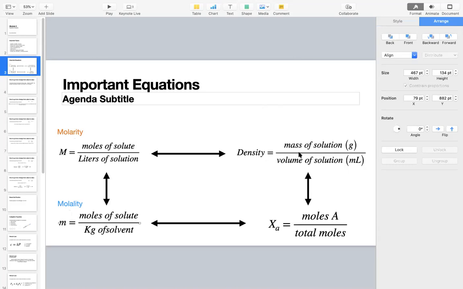We also have density, which you should know. You've been doing density since time immemorial. So grams per mL, and mole fraction, which we've done before. The mole fraction of A is equal to moles of A over total moles. Really, you'll be given one of these and you'll have to solve for the others. Hopefully you should be able to do that by the end of this PowerPoint.